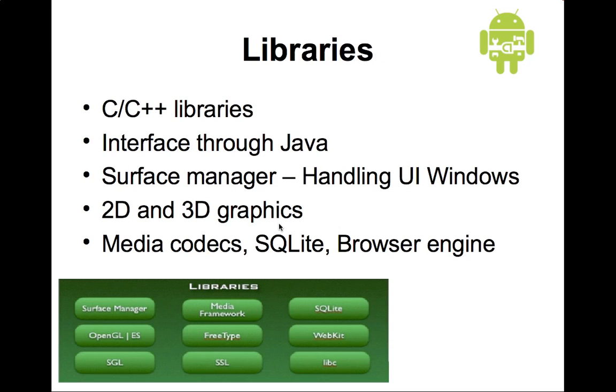For this particular course, we're going to focus on Java, and the interface is through Java. But you don't actually have to, is what I'm saying. It supports C and C++ libraries. Interfaces through Java for the JVM, the Dalvik environment. And we have surface managers handling UI windows, UI control, 2D, 3D graphic capabilities through OpenGL that's implemented through Java. So the libraries are actually using OpenGL. And they're using SQLite, and a lot of the other built-in library features.